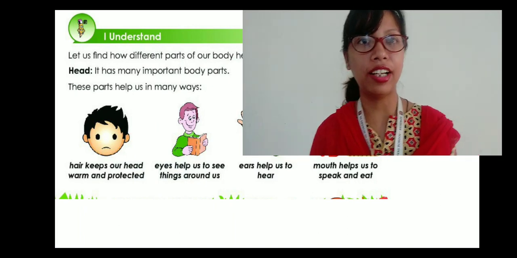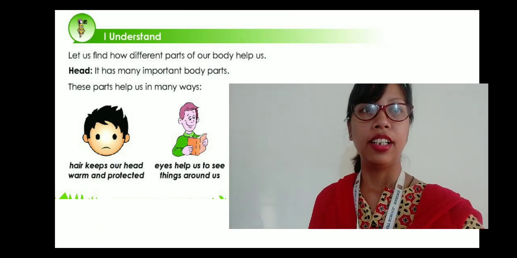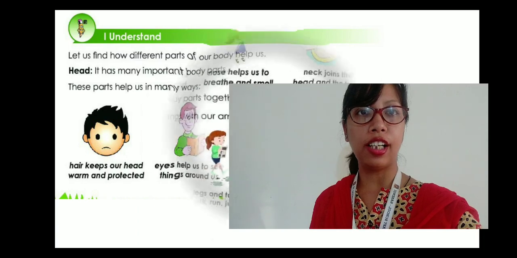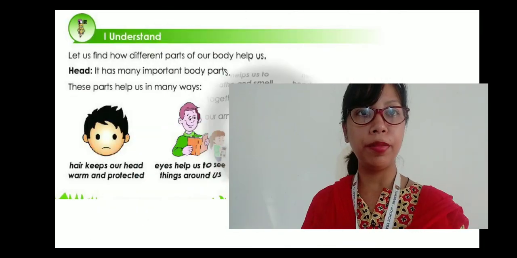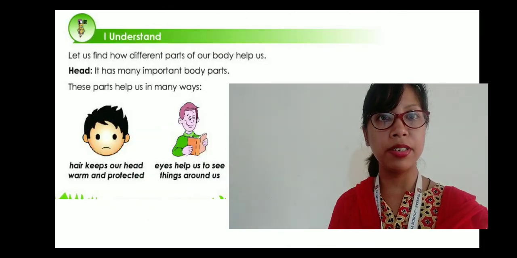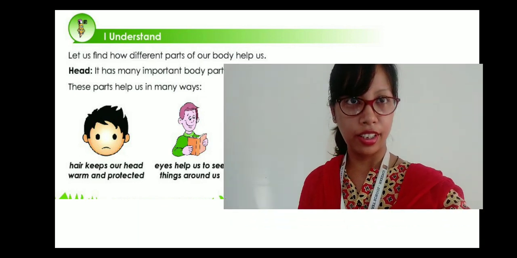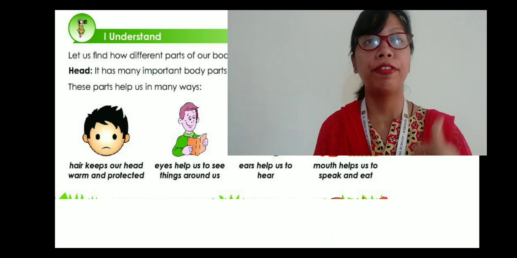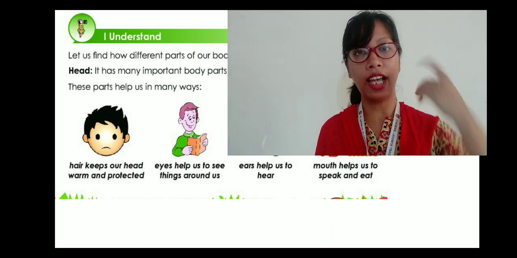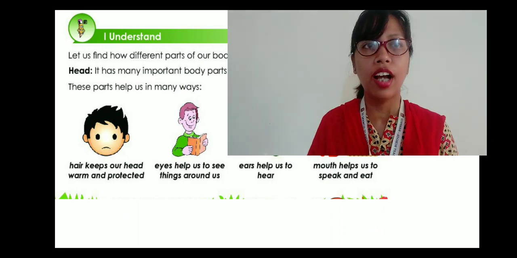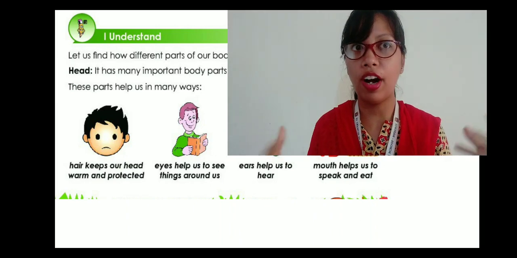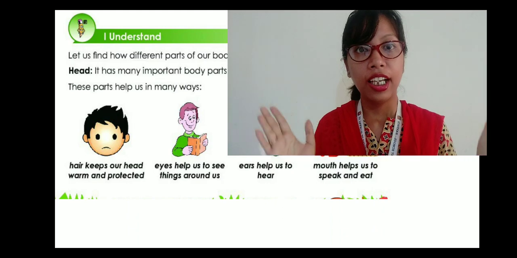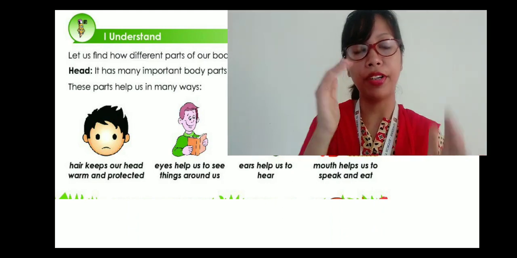Clear? Okay, now let's come to the next part. So as you can see here, now we are going to discuss how the different parts of the body help us. Clear? Now how each of the body parts helps us. First, the head, right? The head includes hair. Now how does hair protect us or help us? Hair protects us from the heat. Okay? It keeps our head warm and protected.